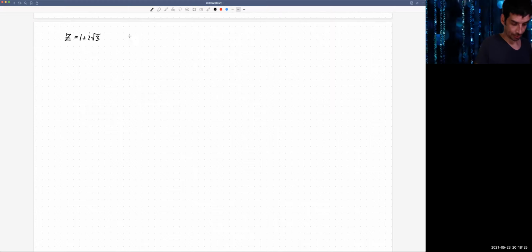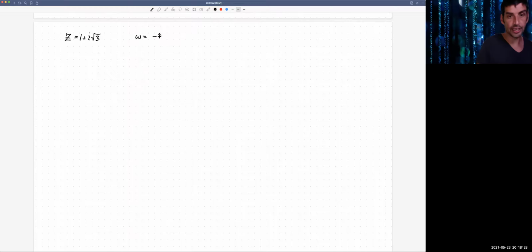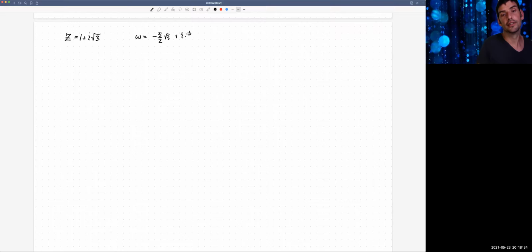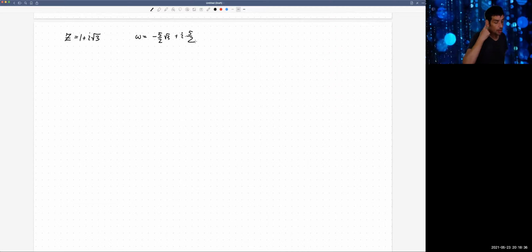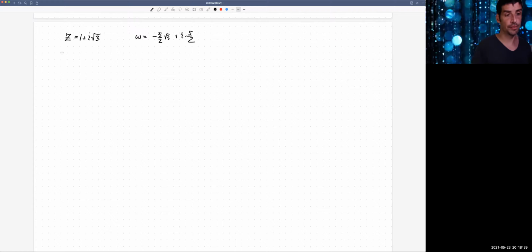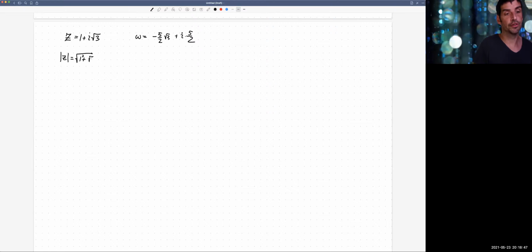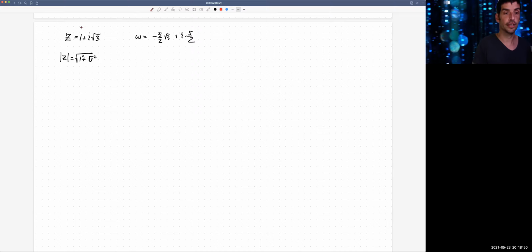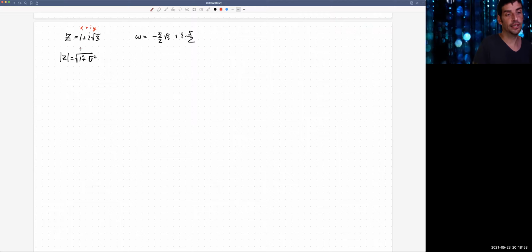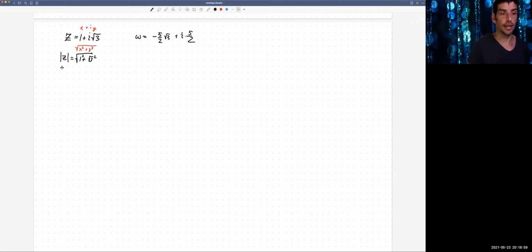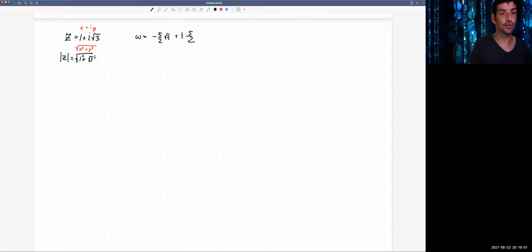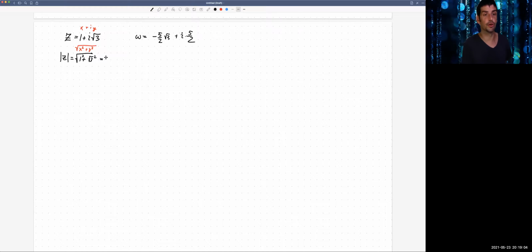So these are the examples I had before. w equals -5/2 root 3 plus i times 5/2. There's our two numbers. So let's do a few things. Let's compute the modulus for each of them. So the modulus of z is going to be the square root of 1 squared plus the square root of 3 squared. This is my x plus iy, so this is the square root of x squared plus y squared in there. And that, of course, is the square root of 1 plus 3, 1 plus 3 is 4, and the square root of that is 2.